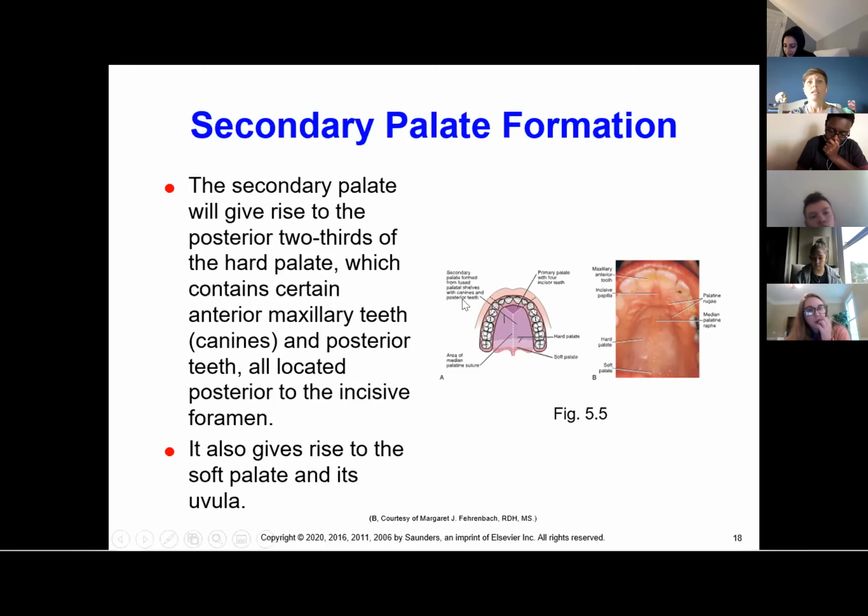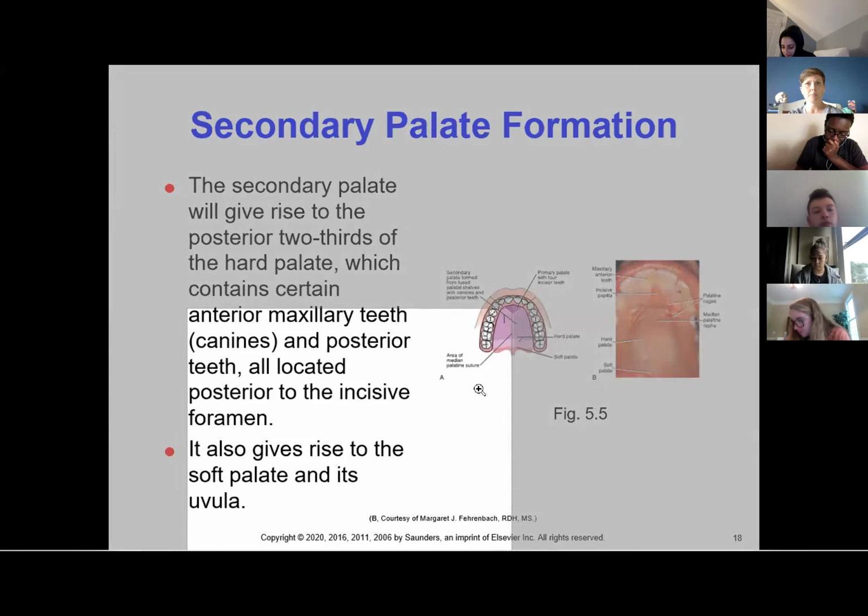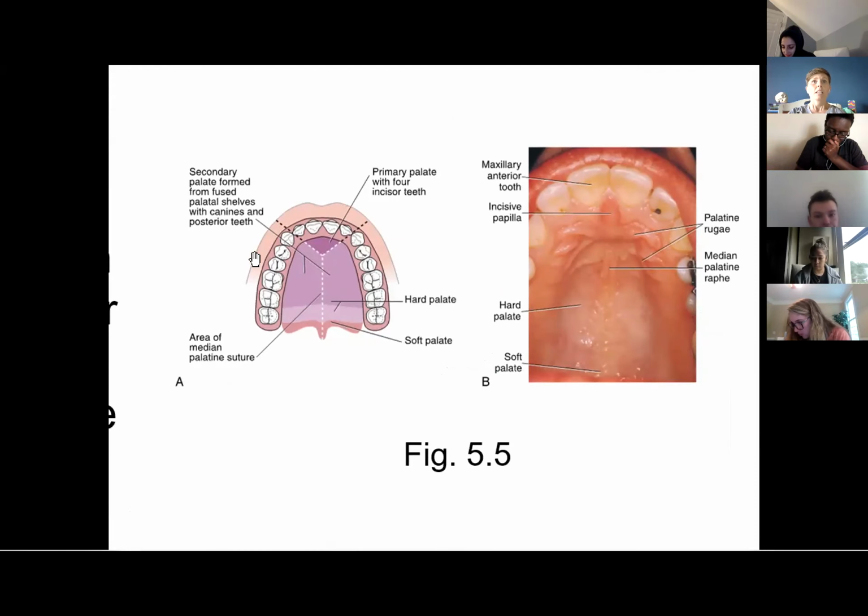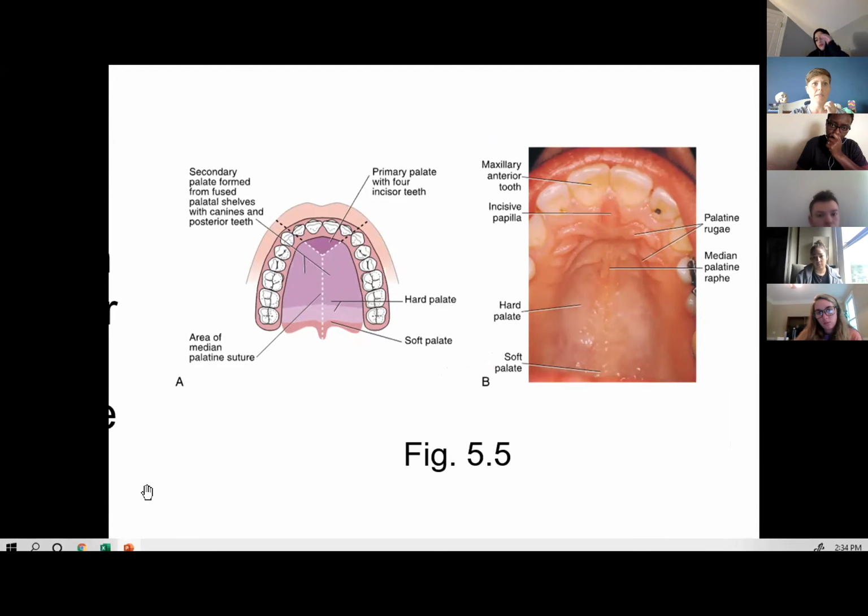As you can see here, I'm going to make this bigger again, that primary palate is your centrals and your lateral incisors. So it's your two front teeth and the two teeth on the side for your palate. So that line would almost go here and here, I don't think I'm able to do that, but here's your lateral. So it's almost like from here to here is your primary palate. Does everybody get that and understand what I'm saying? Okay, good.